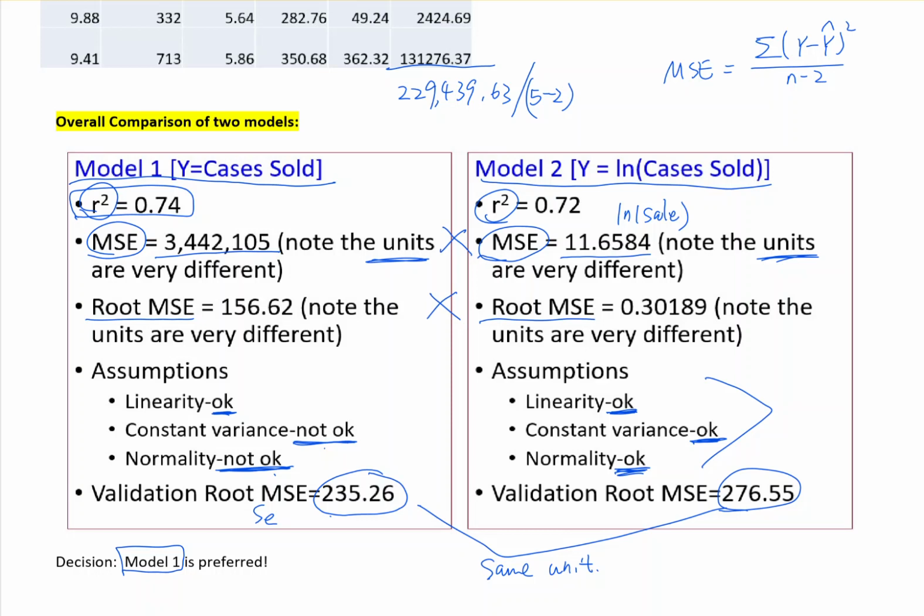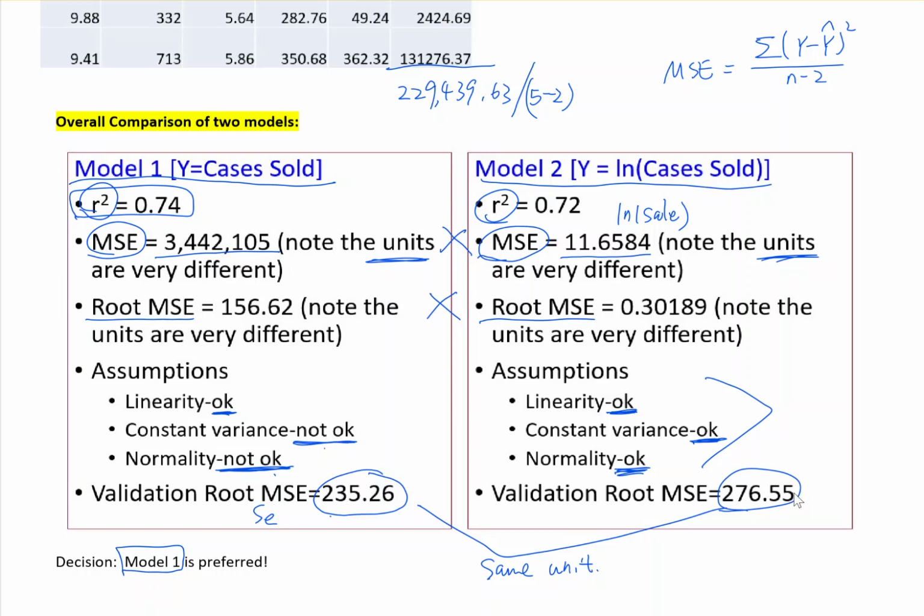Especially in multiple regression, right? So you will have project 2, and everyone will have a different model. As long as you think this model is good enough, then you can stop.